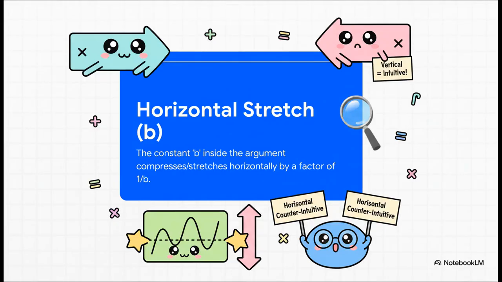Again, it's all about what the x values have to do to compensate. In f of 2x, your x values only have to be half as big to get the same result as they did in the original f of x. This is what causes that horizontal squishing effect. The key thing to burn into your brain is, for horizontal stretches, it's always the reciprocal, 1 over b.